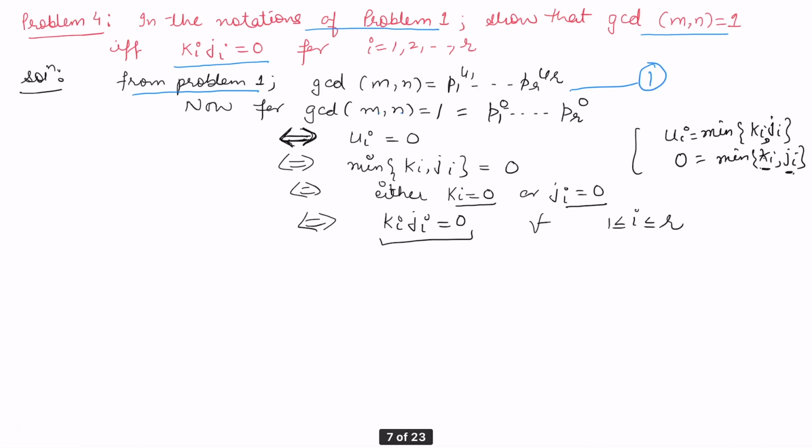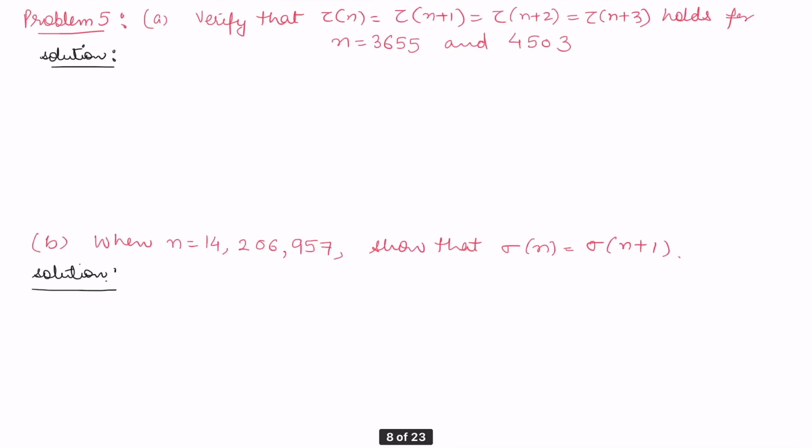So now let's take the next problem here, which says problem number 5. In 5, we want to verify tau n equals tau n plus 1, equals tau n plus 2, equals tau n plus 3, holds for this quantity and for this quantity. Now I'm going to prove it for the first case, for n equal to 3655. Because we want to calculate the tau n function by definition, let me first write this into its prime factorization. This will give me 5 into 17 into 43.